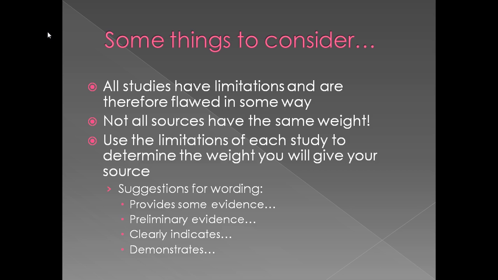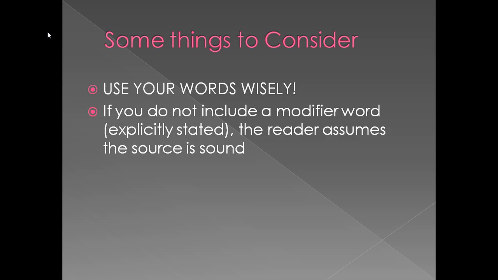And so it's really important to use your language, or wording, so that the reader knows this source has weight, this one's kind of a little iffy. So if I say source A clearly indicates, I really am digging this source, right? If I say that it only provides some evidence, then, well, this source was important enough to put in my lit review, but it doesn't provide that much evidence. So using your words is important. If you don't include that modifier, the reader assumes that the source is sound and gives it the same weight as a sound source.